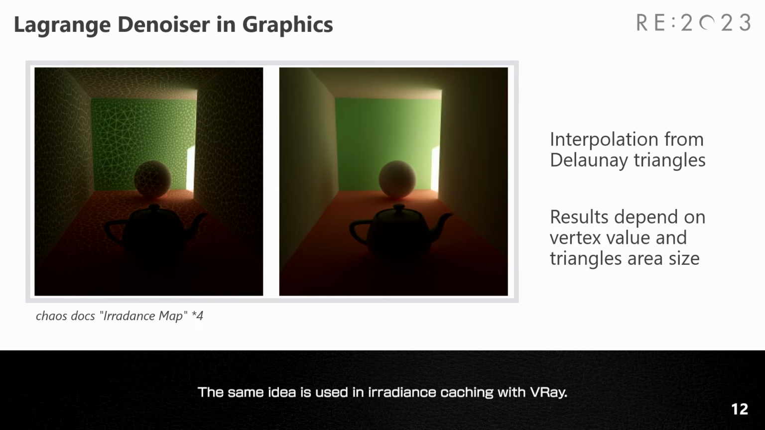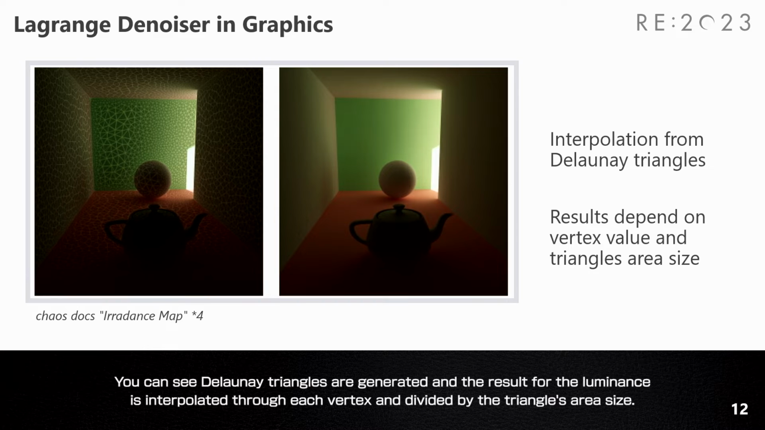The same idea is used in irradiance caching with V-Ray. You can see Delaunay triangles are generated and the result for the luminance is interpolated through each vertex and divided by the triangle's area sides.